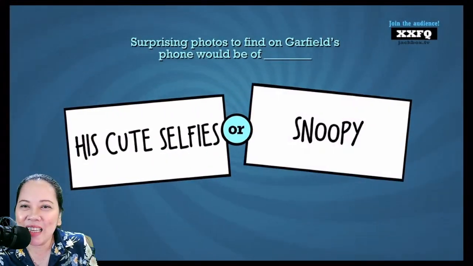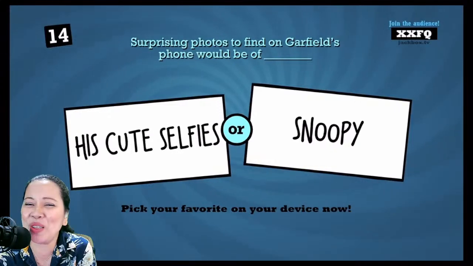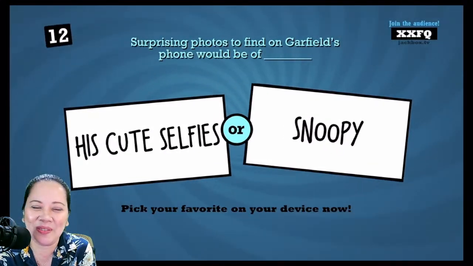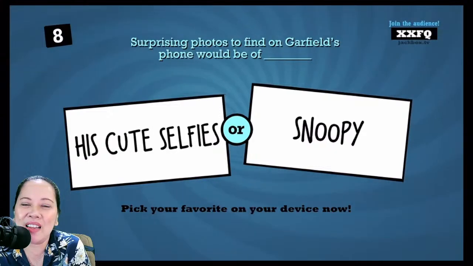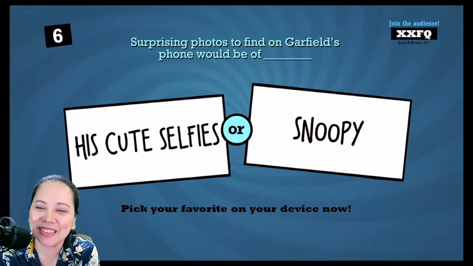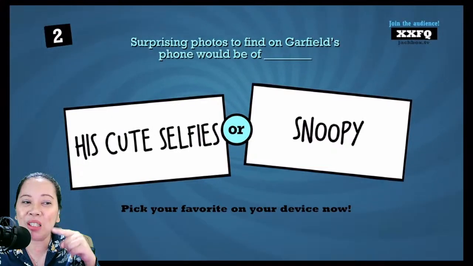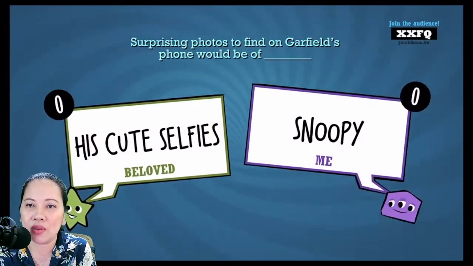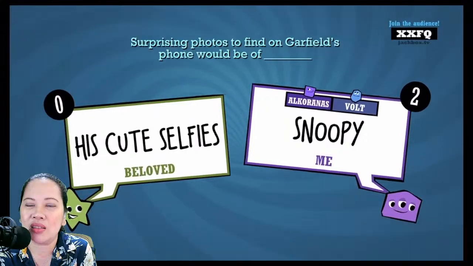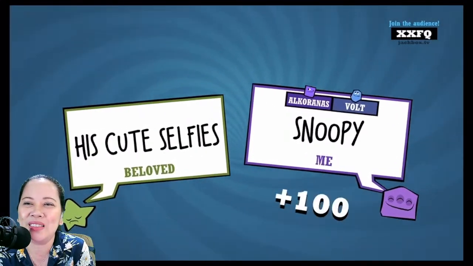Okay, let's see. His cute selfies. Votes. Of course, Garfield is always cute. Yes, I remember. Please do support and follow Azelle John Mare OFW on a holiday. Oh, someone did not vote.